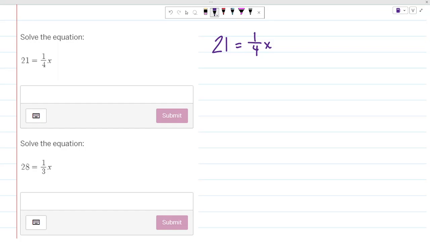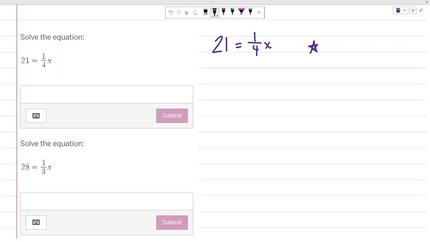So on a previous problem, when we had multiplication attached to the x, like we just solved 56 equals 8x, or 8x equals 56, remember what we did there? We actually divided by 8 on both sides to sort of undo that multiplication that was happening. Here we're going to do the same thing. We are going to divide by 1/4 on both sides.